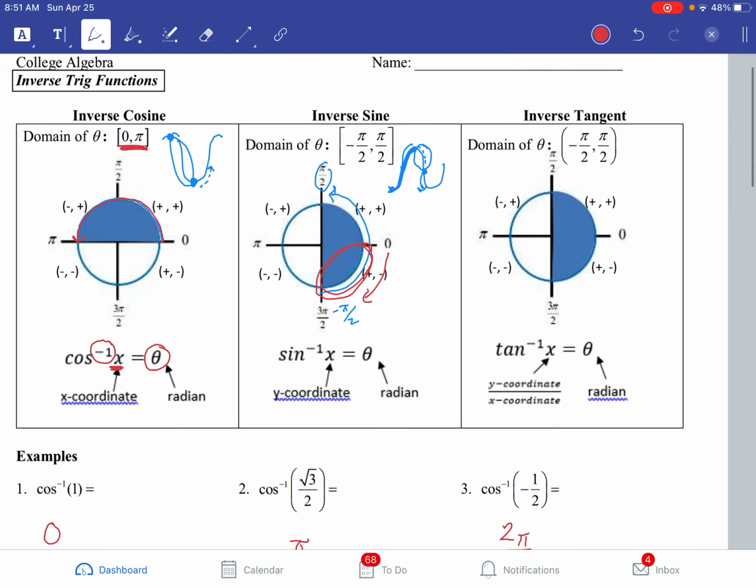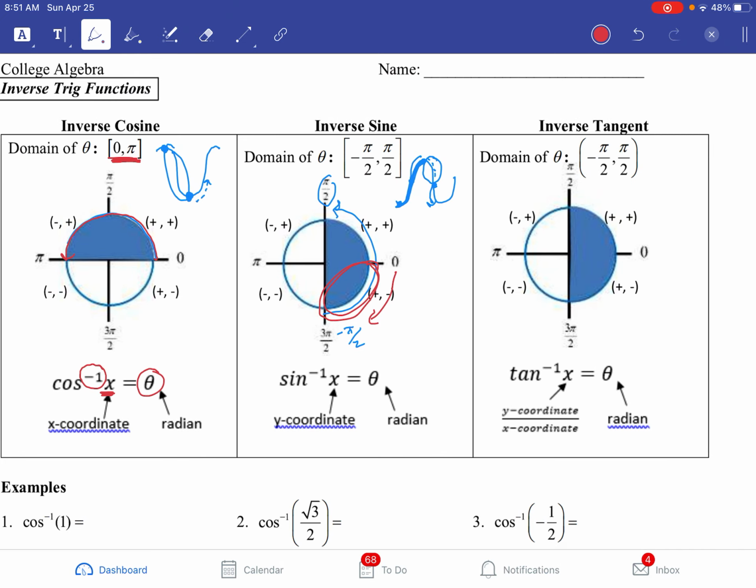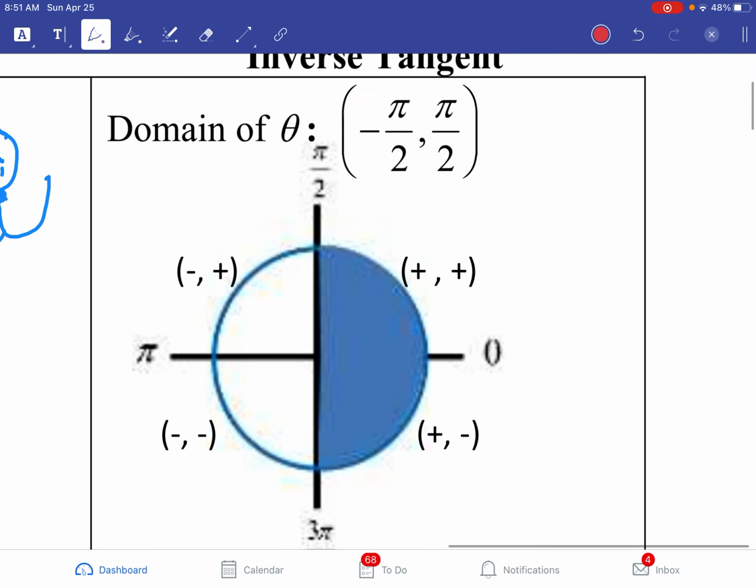All right, let's go to tangents. A tangent graph looks like this. If you think of a tangent graph, there is no repeating, but a tangent graph is divided in half by the y-axis. So it is from negative pi over 2 to positive pi over 2, just like the graph is normally when you graph it on a coordinate plane.